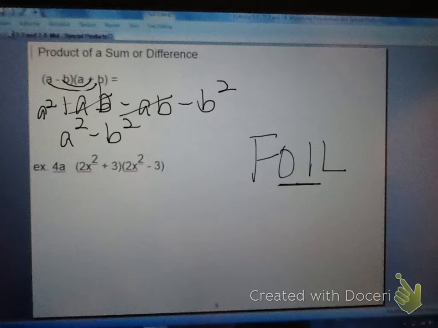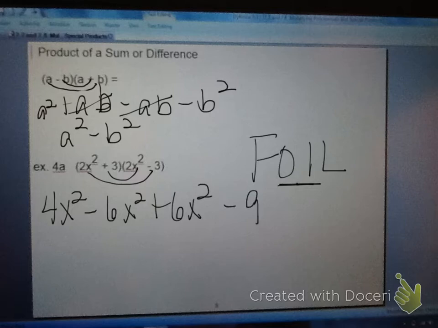Let's FOIL this one out altogether. We get 4x squared. Your outside is a negative 6x. Your inside is a positive 6x. And your last is a negative 9. Notice your outer and your inner go away. So, can you skip those two steps? Yes, if you see that they are identical binomials except one is positive, one is negative.